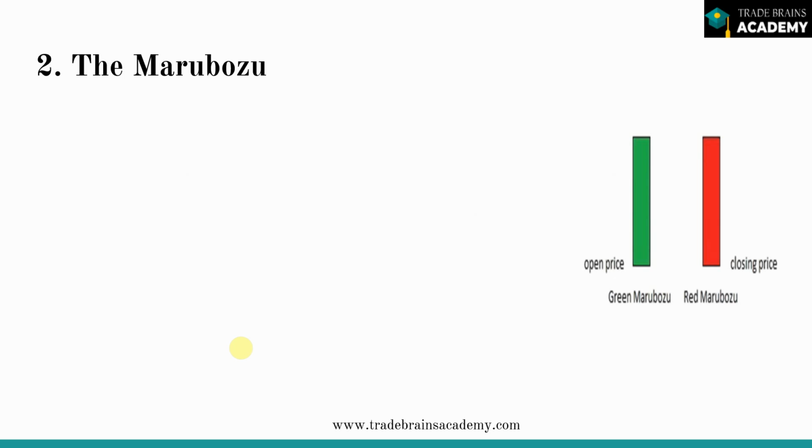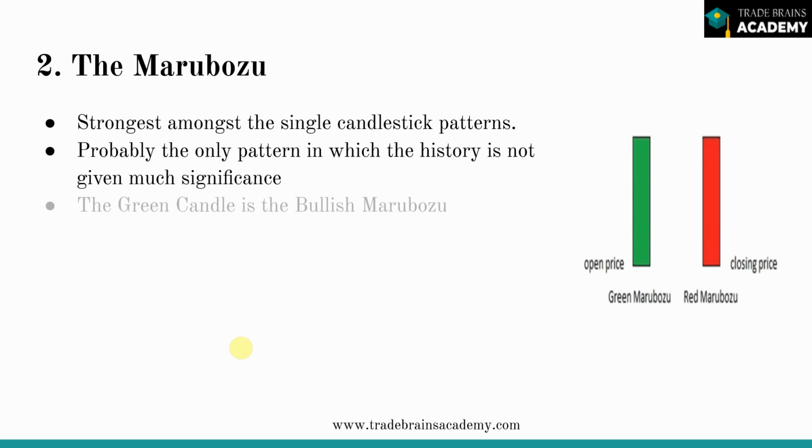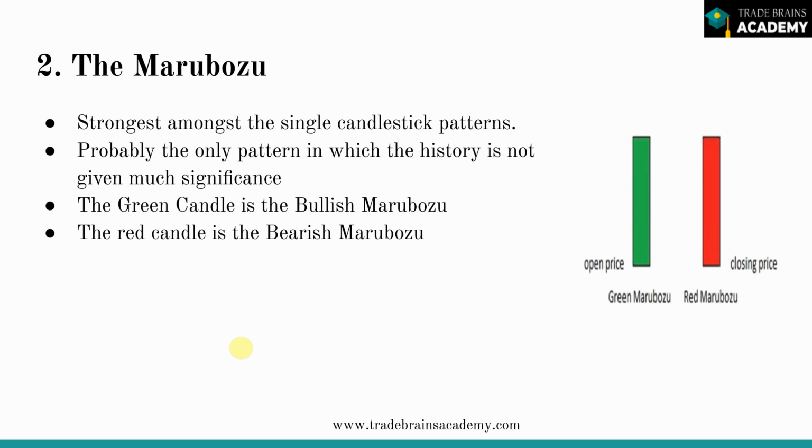The next pattern which we'll be talking about is the Marubozu pattern. This is one of the most comprehensive forms of candlestick pattern, and it generally gives you an idea about the trend in the market. It is one of the only patterns where the history of the candlestick doesn't hold much significance. The prior candle could be a bullish candle or a bearish candle, a green candle or a red candle. Once this candle forms, the previous candle formation doesn't hold much significance in the market.